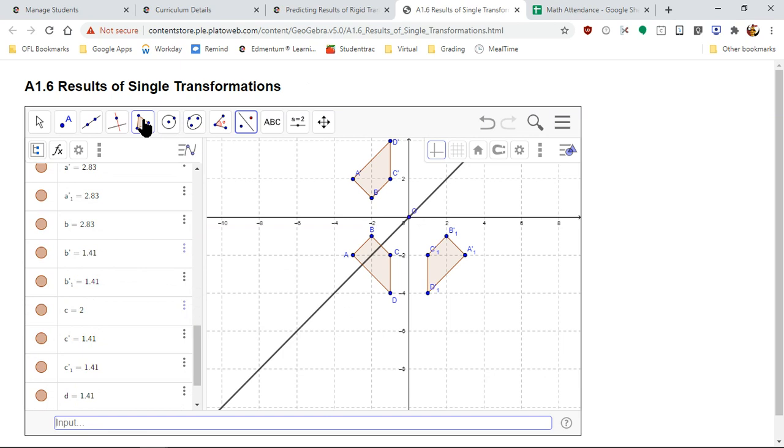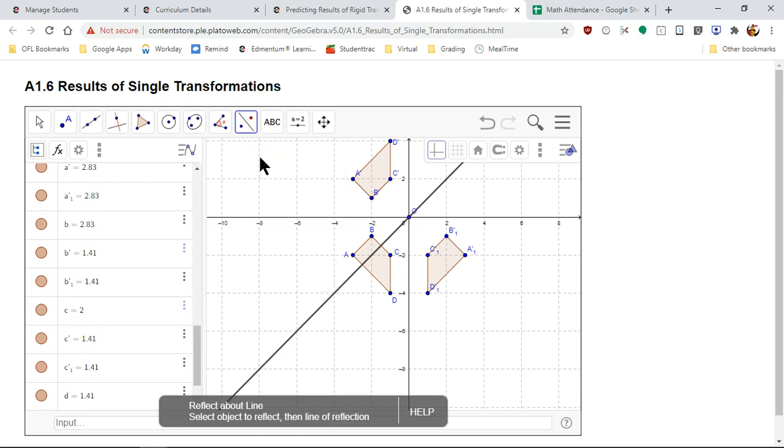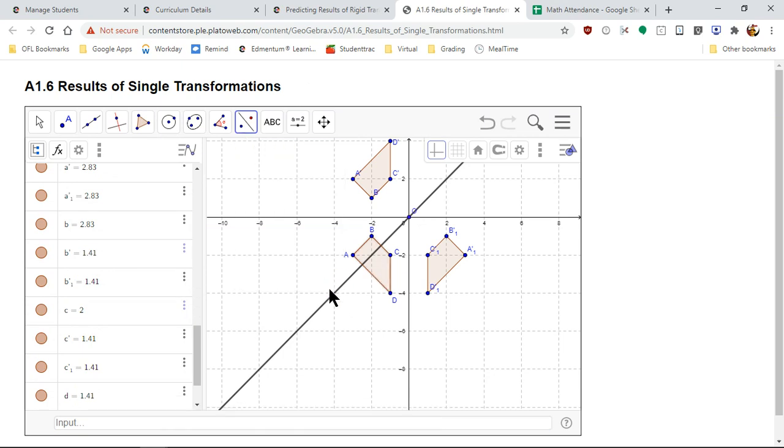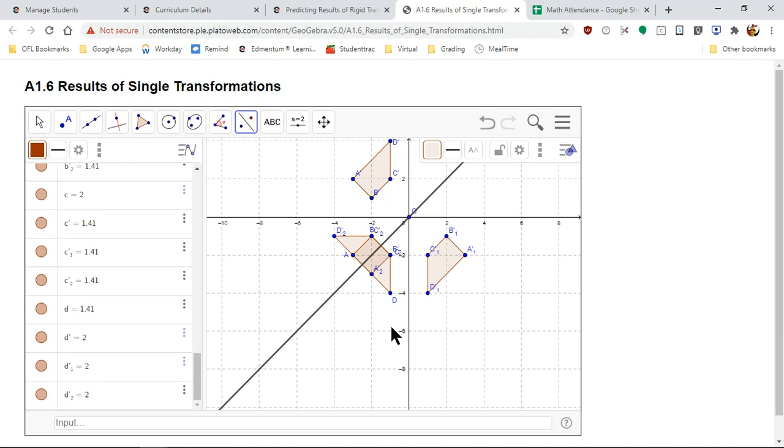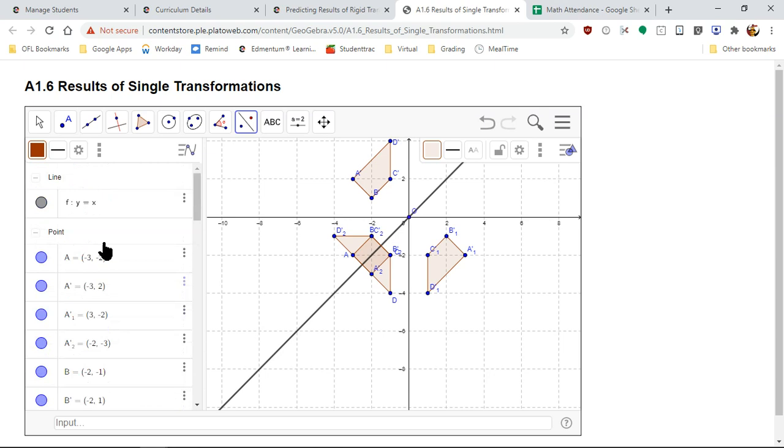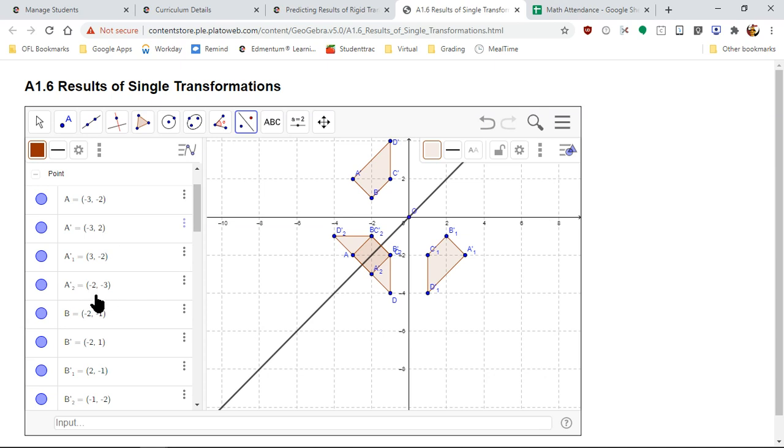So what I'm going to do, the same thing I've been doing, click my shape, click my line. Now I'm going to take a look at this. It looks a little weird. That's why I recommend looking at these points. So I'm going to ignore these two and focus on this. And if I look here, it looks like they just switched my x and y's.